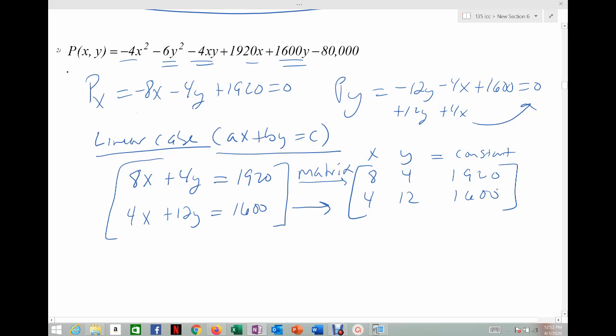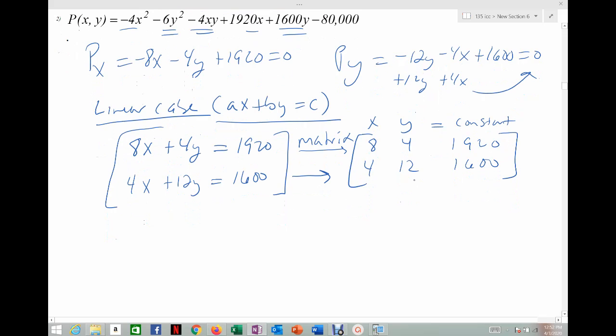And again, they have to be written this way in order for the matrix to work. That's why I have to write them like this. I just can't randomly put numbers in there. I have to have it written in that form. All right, so this is the matrix I'm going to use. The matrix is a 2 by 3, 2 rows, 3 columns.